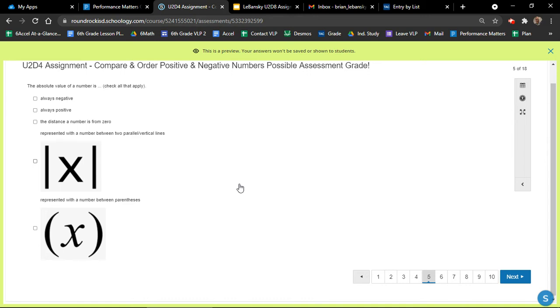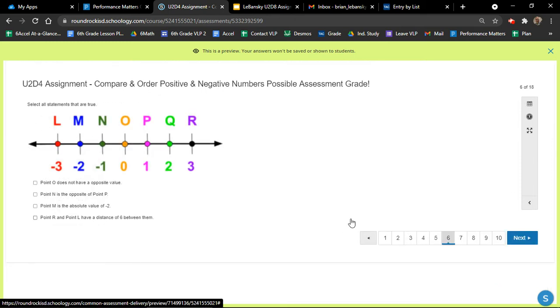The absolute value of a number, check all that apply. Okay, you have to know the correct representation of this. You can certainly Google it for absolute value. And then you also have to know what absolute value is. So if you don't know that, Google what absolute value is. I can't really tell you the answer to the test.